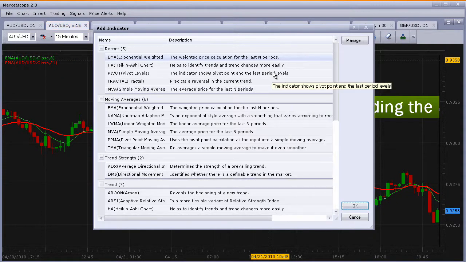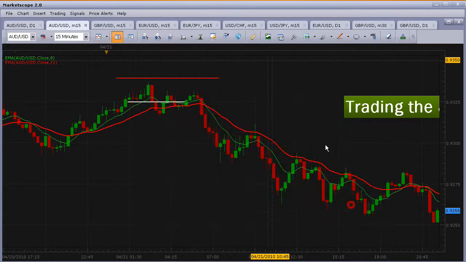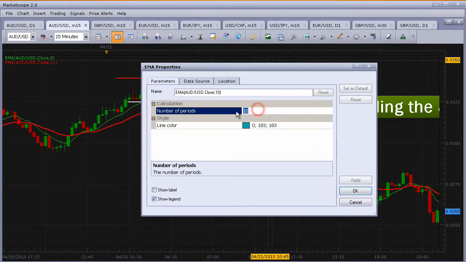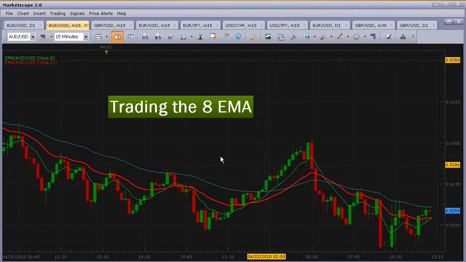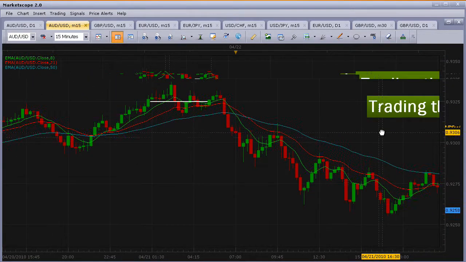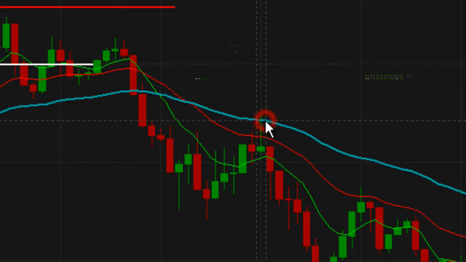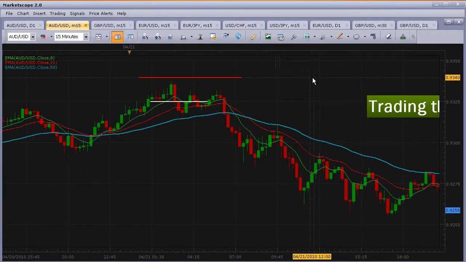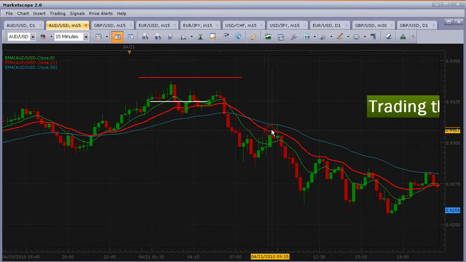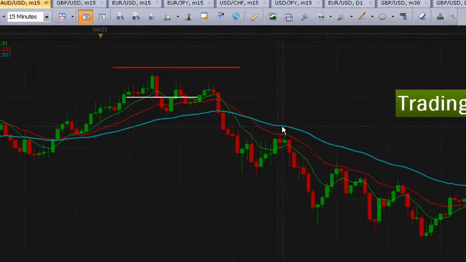Let's add one more moving average. It's an exponential moving average for the last 50 periods. And now we see it popped above the 21, it popped above the 50, and then closed back below the 50. We now have 3 moving averages on the screen. We have the 8, the 21, and the 50.